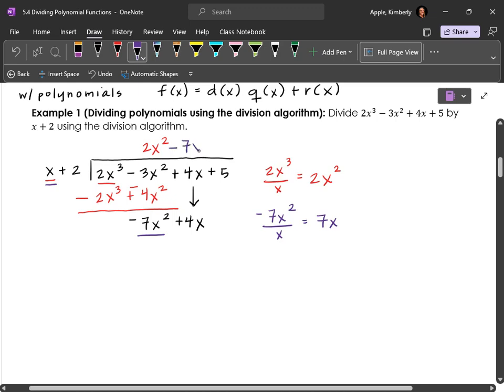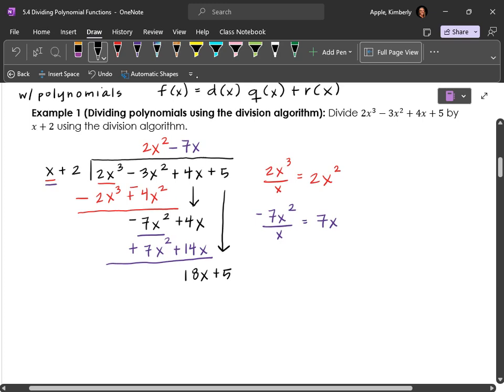Negative 7x. And now that I've divided, I'll multiply. So this will be negative 7x squared minus 14x. And then remember, I want to subtract, so that'll be plus plus, distributing that subtraction, and this will be 0, and then this will be 18x. I'm going to do that in black. So this will be 18x now. Don't forget to bring down that next term.